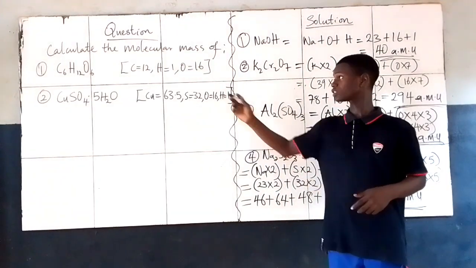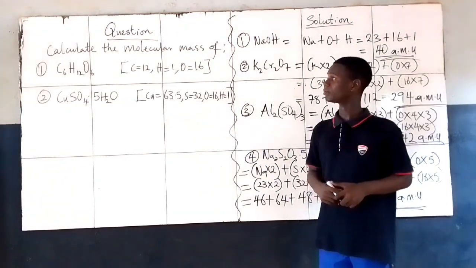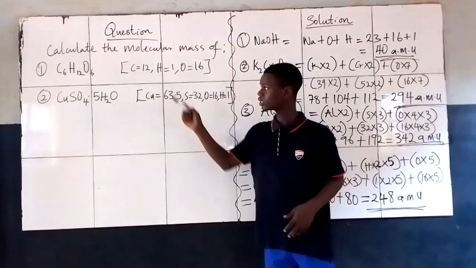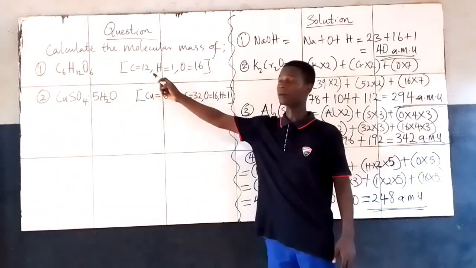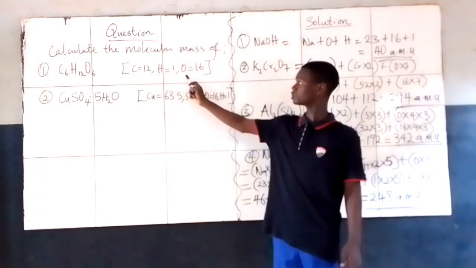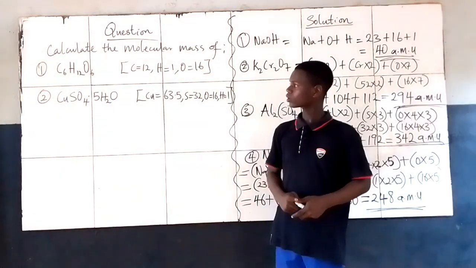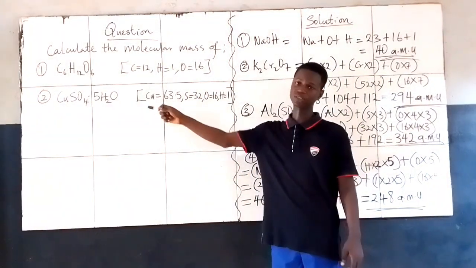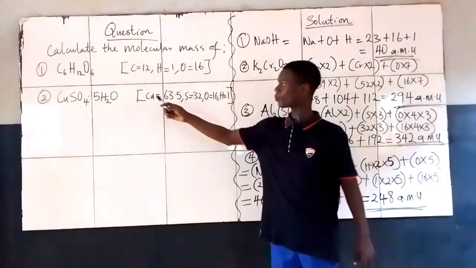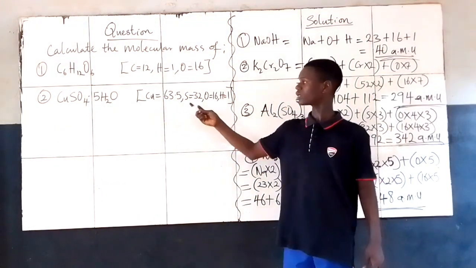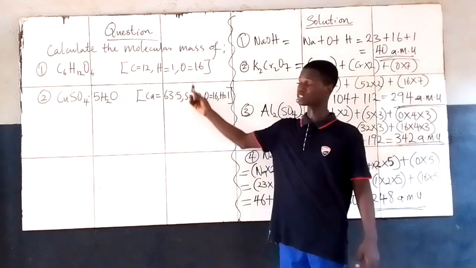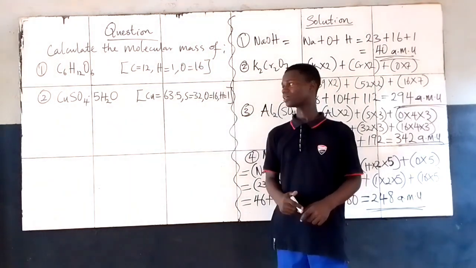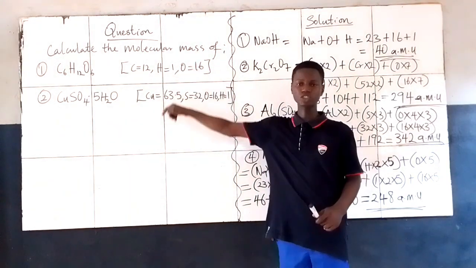Alright, these are the questions you are asked to calculate their molecular mass. The first one is C6H12O6 and I gave the atomic masses. I said C for carbon is 12, hydrogen is 1, oxygen is what? 16. Then the next compound is what? Copper tetraamine sulfate pentahydrate. Where copper is 63.5, sulfur is 32, oxygen is 16, and nitrogen is 14. So you have to make use of these atomic masses to calculate what? The molecular mass of these two compounds.